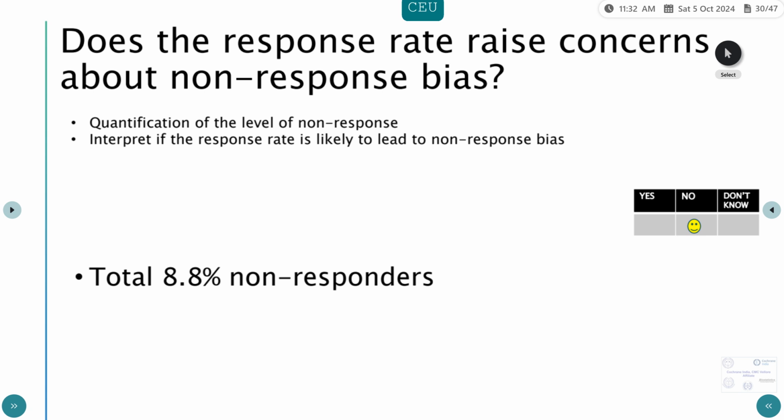Then, does the response rate raise concern about non-response bias? So as earlier on the show figure, we have 8.8% non-responders, which is not too bad considering they thought it may be up to 15%. And it may not really affect the study so much.